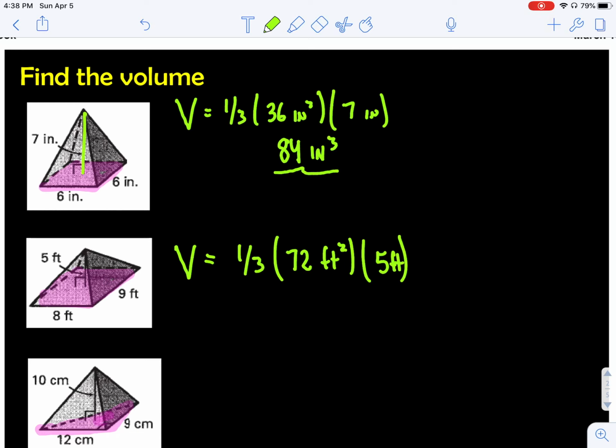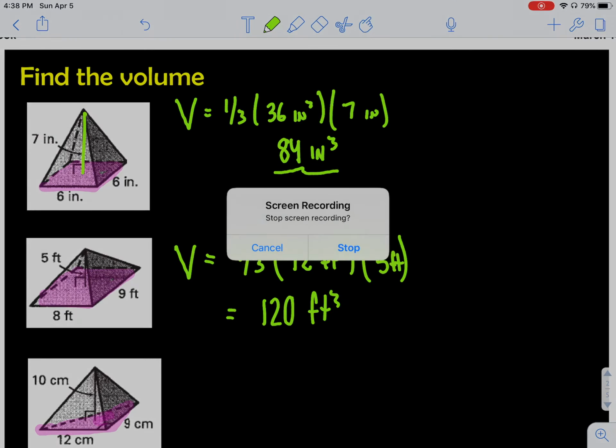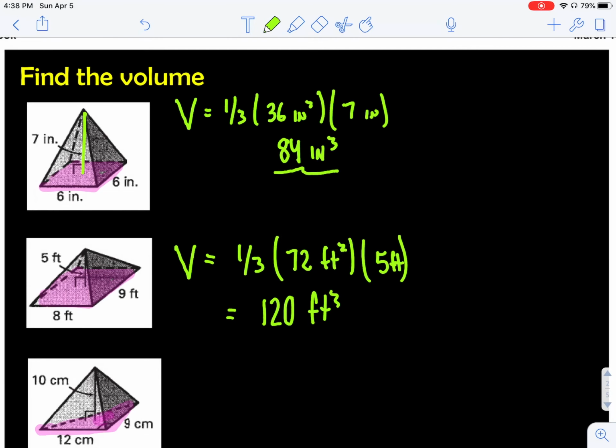72 times 5 times a third. Let's see, I think a third of 72 is 24. I've done this 3 times in a row, but I still can't remember. Is it? So 24 times 5 is 120. It is. That's right. 120. What is feet times feet times feet? That's feet cubed.